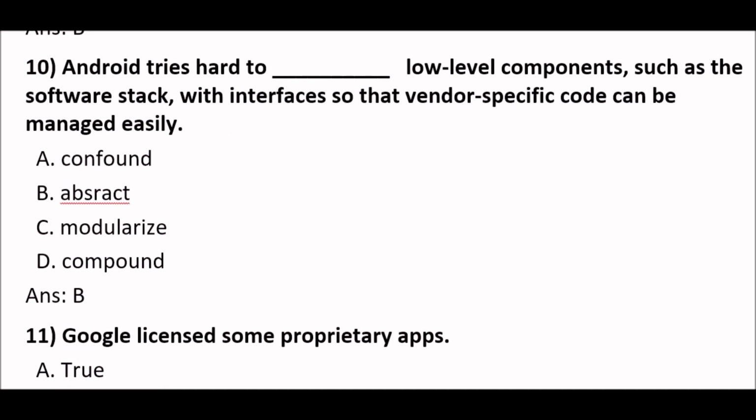Next question. Android tries hard to blank low-level components such as the software stack with interfaces so that vendor-specific code can be managed easily. Option A, confound. Option B, abstract. Option C, modularize. Option D, compound. Right answer is option B, abstract. Android tries hard to abstract low-level components such as the software stack with interfaces so that vendor-specific code can be managed easily.